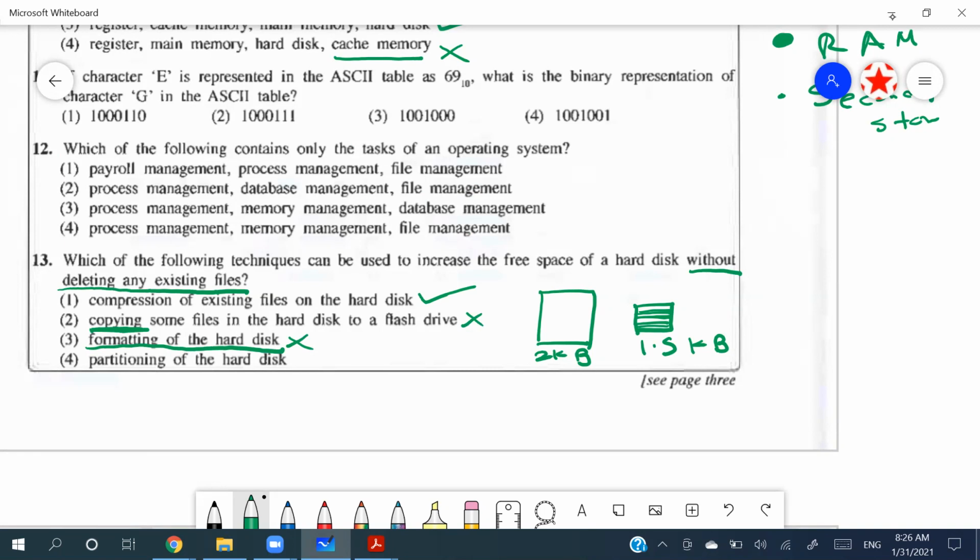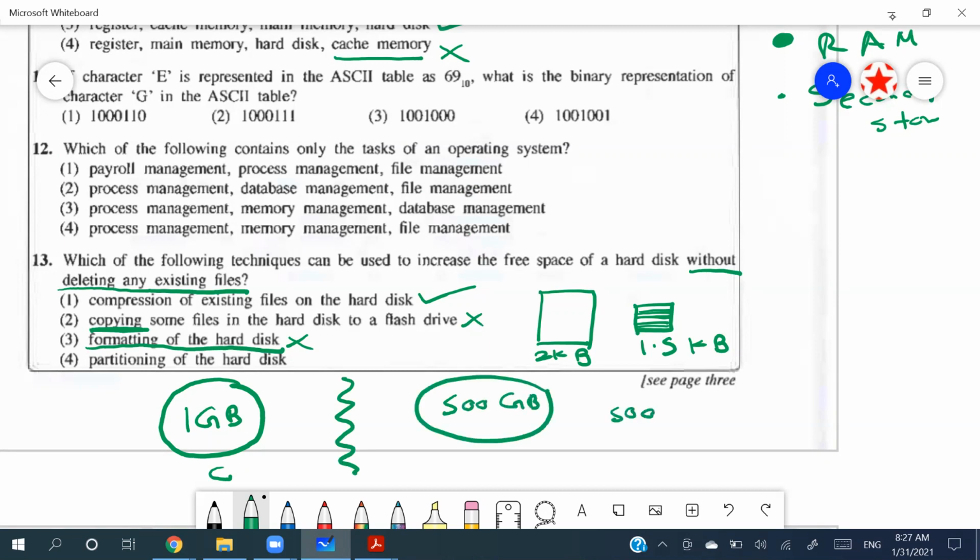Partitioning of the hard disk. Partitioning won't make you more space, because you may have one particular drive which has 1 gigabyte and only C. Now, if we divide this into two parts, like 500 GB and another 500 GB, now it is C drive and D drive. Still, it won't make you any new space inside your disk. Literally, it will reduce.